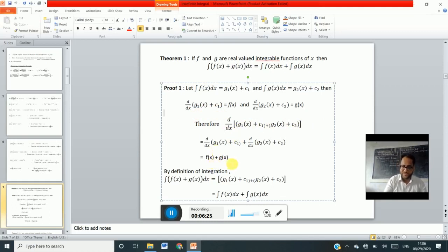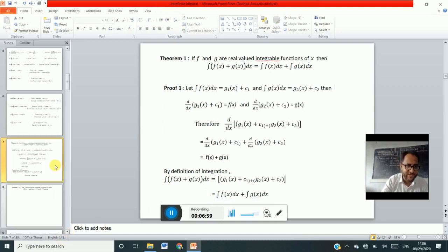By definition again, the derivative of this one is f of x plus g of x, therefore the integration of f of x plus g of x equals g1x plus c1 plus g2x plus c2. And g1x plus c1 is the integration of f of x, and g2x plus c2 is the integration of g of x. So that is the final result. This is the result and the proof of the first theorem: the integration of f of x plus g of x equals the integration of f of x plus the integration of g of x dx, right? So this is the proof of the theorem.